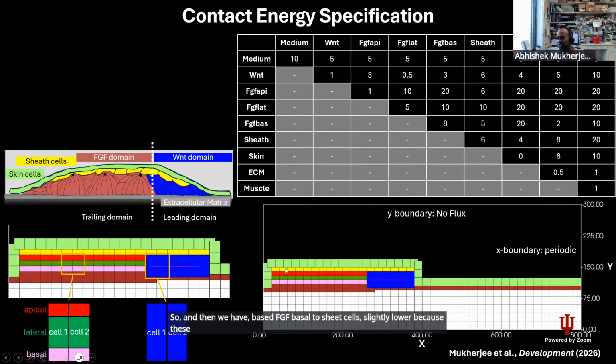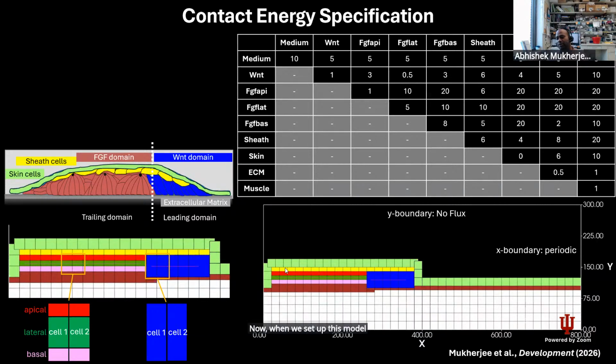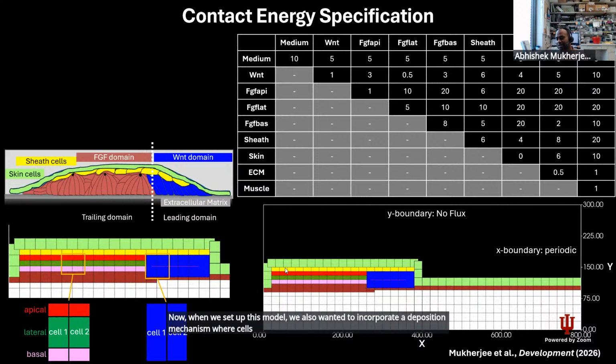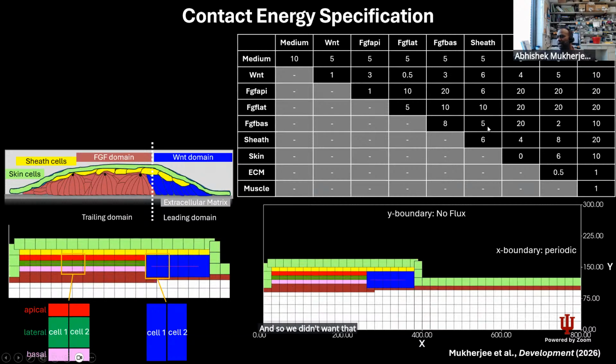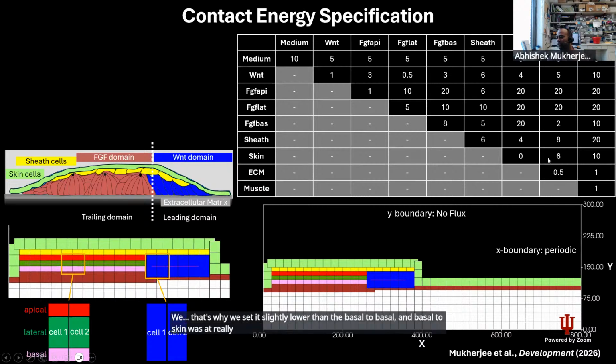And then we have basal to FGF, basal to sheath cells, slightly lower, because these sheath cells, while they are migratory, when we set up this model, we also wanted to incorporate a deposition mechanism where the sheath cells also tend to get deposited alongside the epithelialized FGF cells, and so we didn't want that. That's why we set it slightly lower than the basal to basal, and basal to skin was set really high because we didn't want them to contact each other.